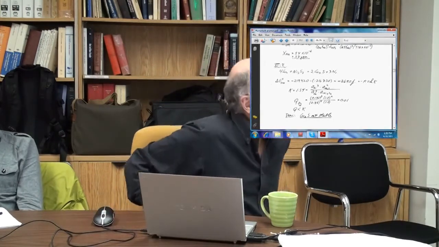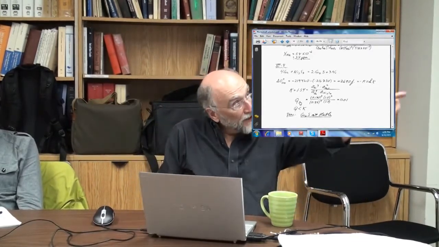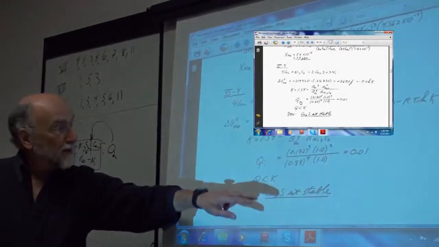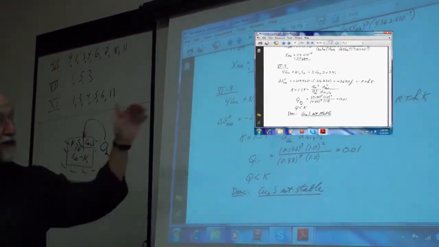Yeah, well, you could write it. This is just one way of doing it. You compare the equilibrium constant to the actual ratio. The other way I could do it is I could calculate delta G as delta G naught plus RT log of the actual ratio, and I would find out that delta G was negative.